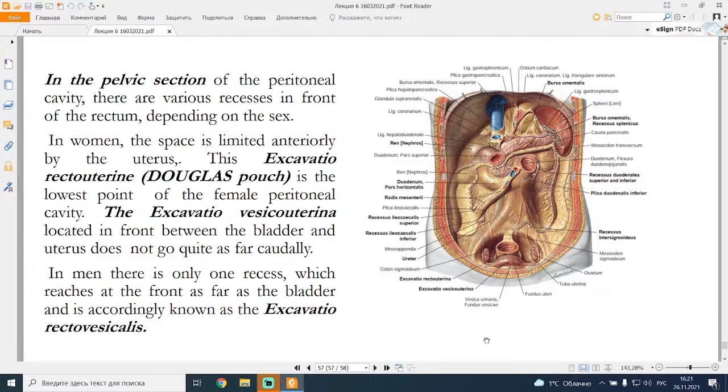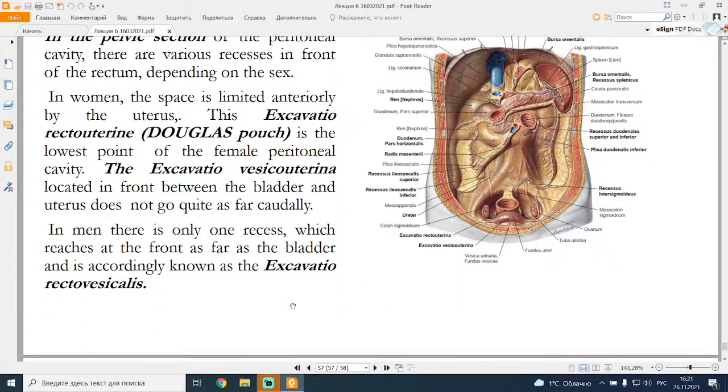Accordingly, this is the excavatio recto-vesicalis in men. What you see: this is the rectum, without uterus. This is the excavatio recto-vesicalis.